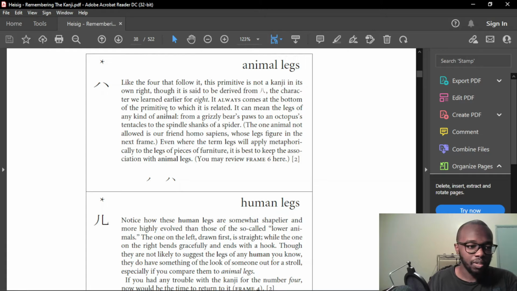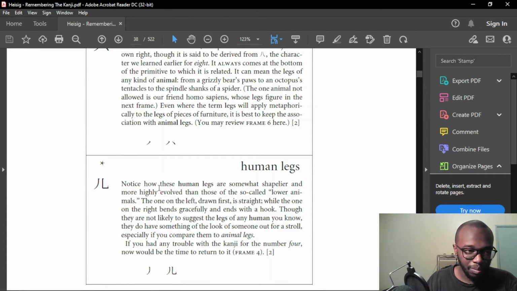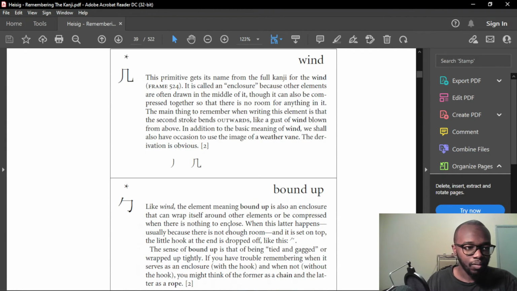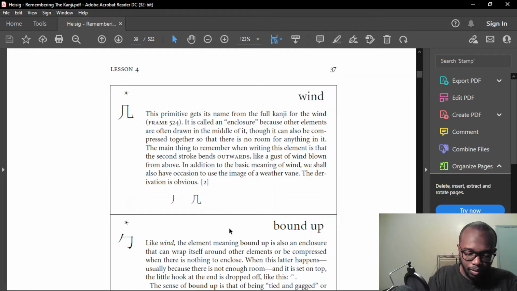And this human legs looks like the radical for katakana. So this thing looks so similar, so you have to be very sure when you're reading. Crazy. If you had any trouble with the kanji for number 4, now would be the time to return to it. I don't have trouble with that. So wind, so it's like sort of a primitive. And then you have wind.